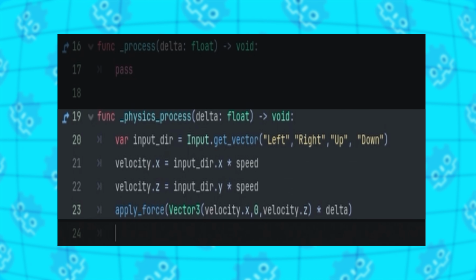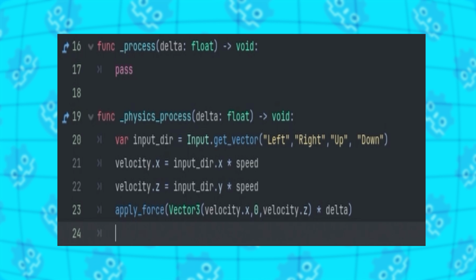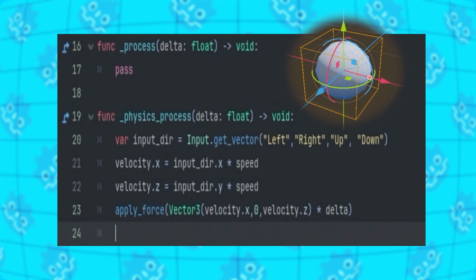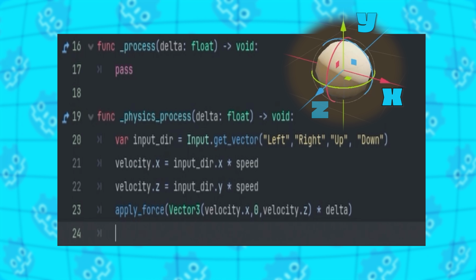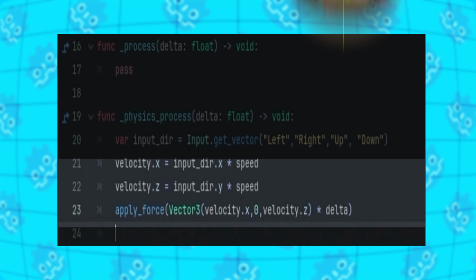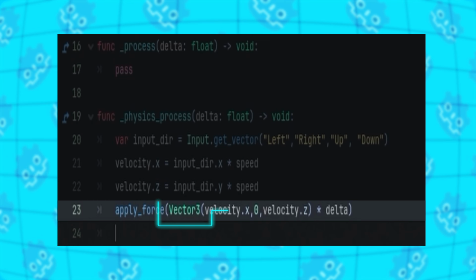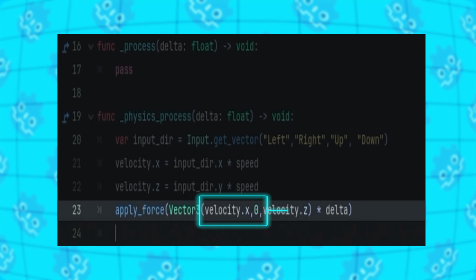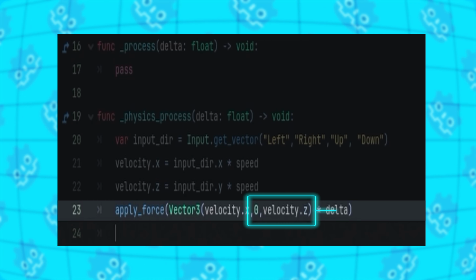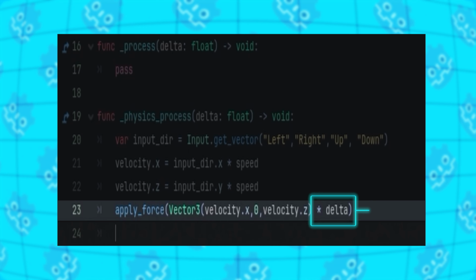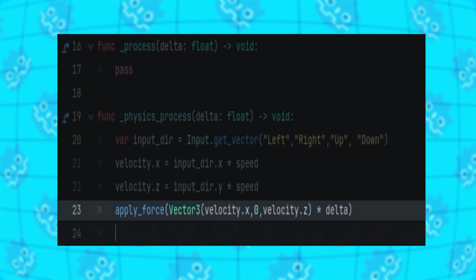Input direction is on a 2D plane, so x and y, while the rigid body is 3D and can move on 3 axes. For Godot, the y-axis is up and the x and z axis are forward, back, left, and right. The final line of code will be to apply the force to the rigid body, which also requires a vector 3. Then we assign the vector 3 velocity.x 0 and velocity.z and multiply it all by delta. Delta is the time in which the game passes and counteracts frame rate.